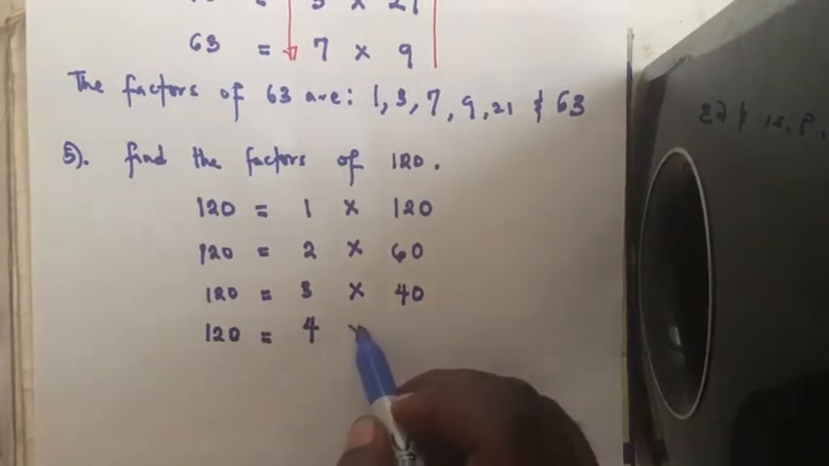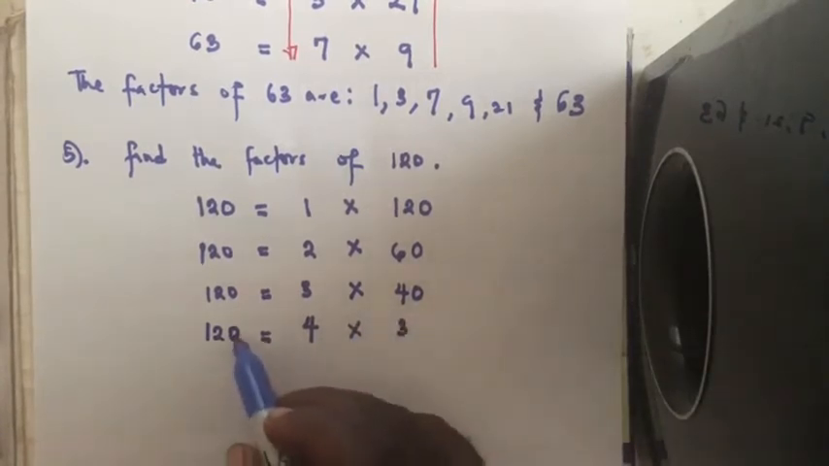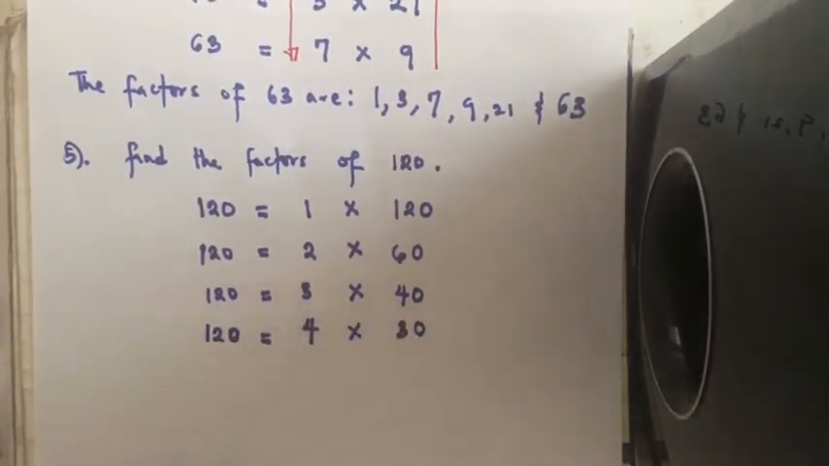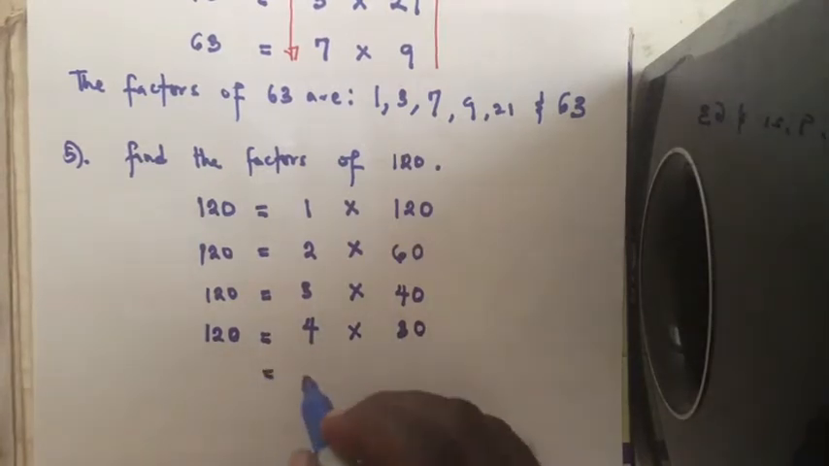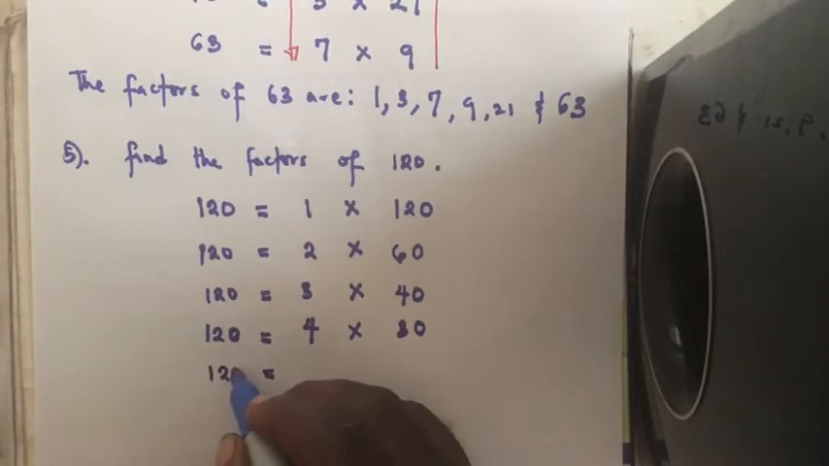I'll put 120 here. 12 divided by 4 is 3, 0 divided by 4 is 0. So that means 4 times 30 will give me 120. Can we think of any other factor of 120? What about 5? Yes, 5 is a factor of 120.